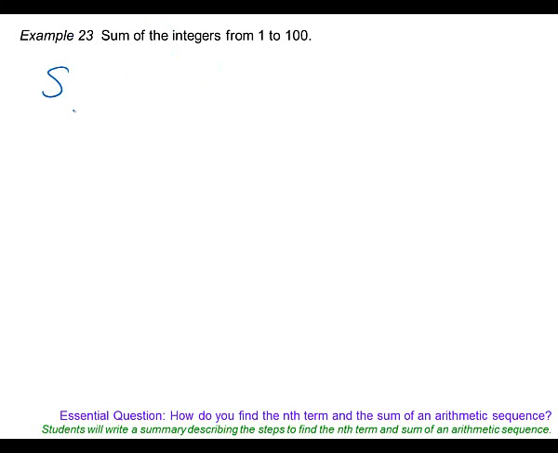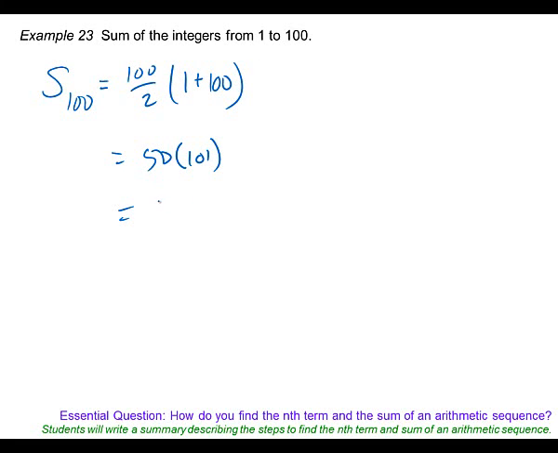So what's our n value? 100. So our n is 100 divided by 2. What is my first term? 1. What's my last term? 100. What's 100 divided by 2? 50 times 101 is what? 5,050. We agree? Yeah.